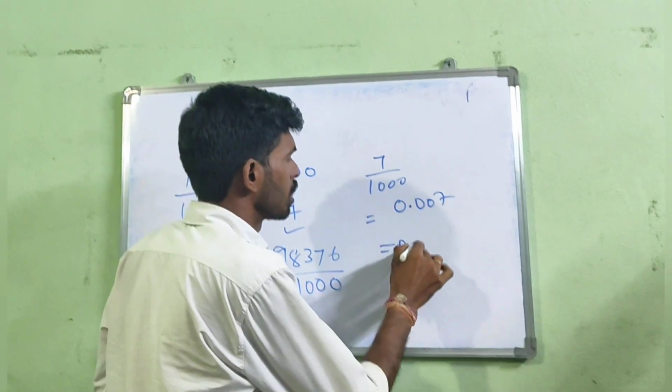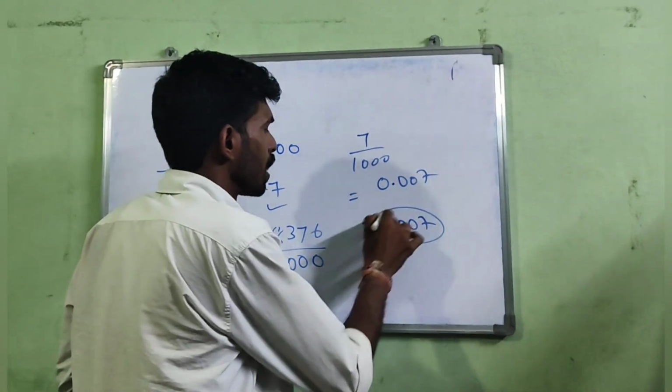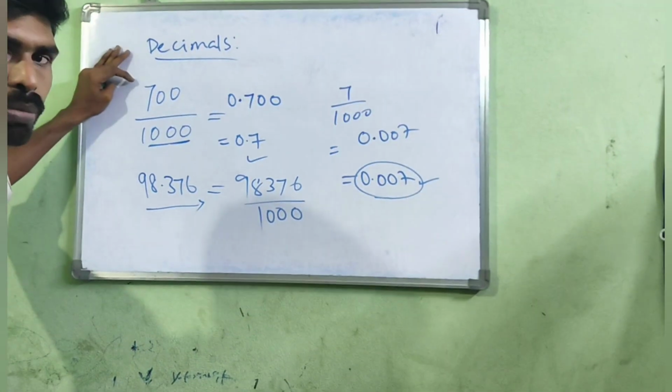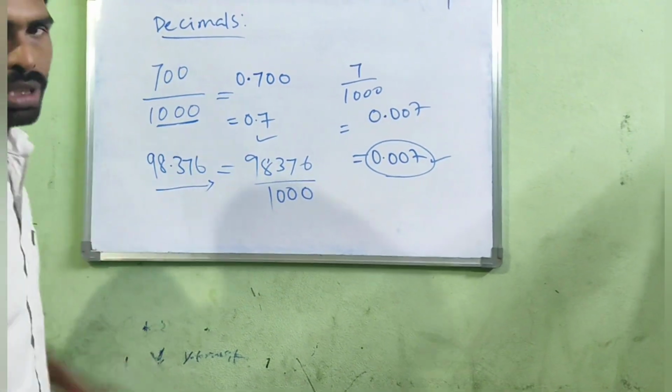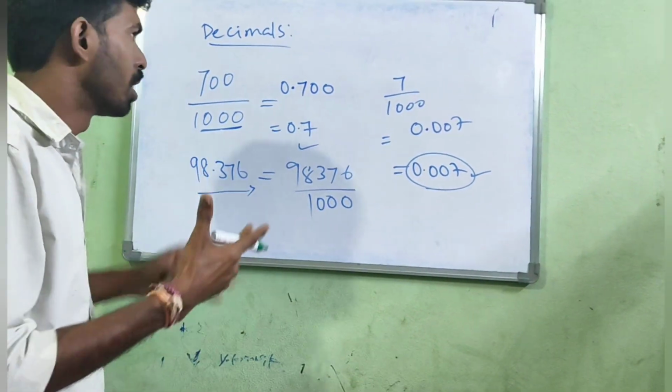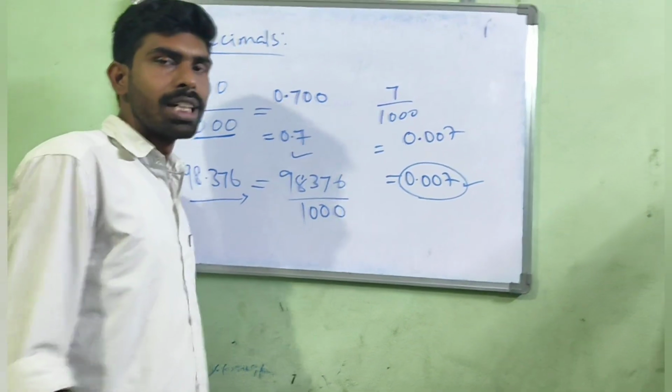Now that is 0.007 we will get. You need to practice more questions from decimals to ratio numbers and rationals to decimal numbers. Now, after completion of this, we will start and complete the real numbers chapter.